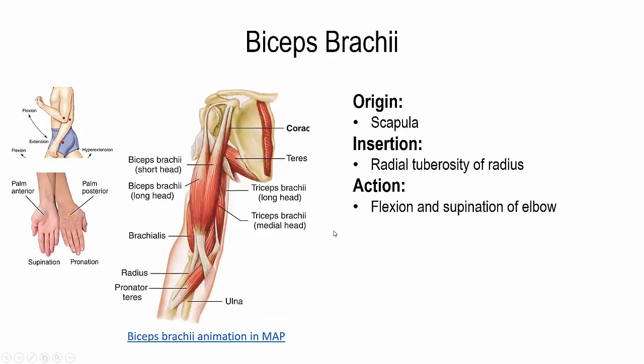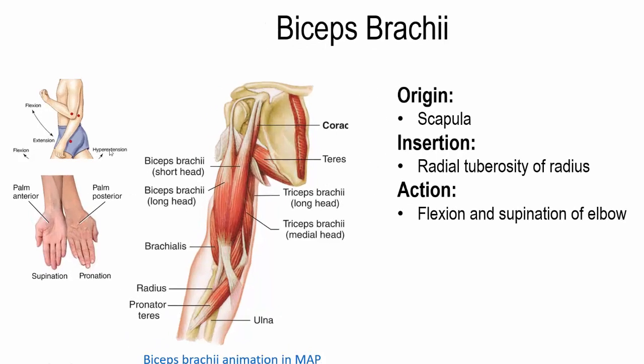Biceps brachii, again, I mentioned this one at the outset. This is the large fleshy muscle right here that sits on the anterior aspect of the upper arm. Its origin is the scapula, and I showed you that here. Here are the attachment points. The scapula is the origin, and its insertion is the radial tuberosity down here at the radius. Here's the radius, here's the radial tuberosity. This would be the insertion, and its action is flexion of the elbow and supination.